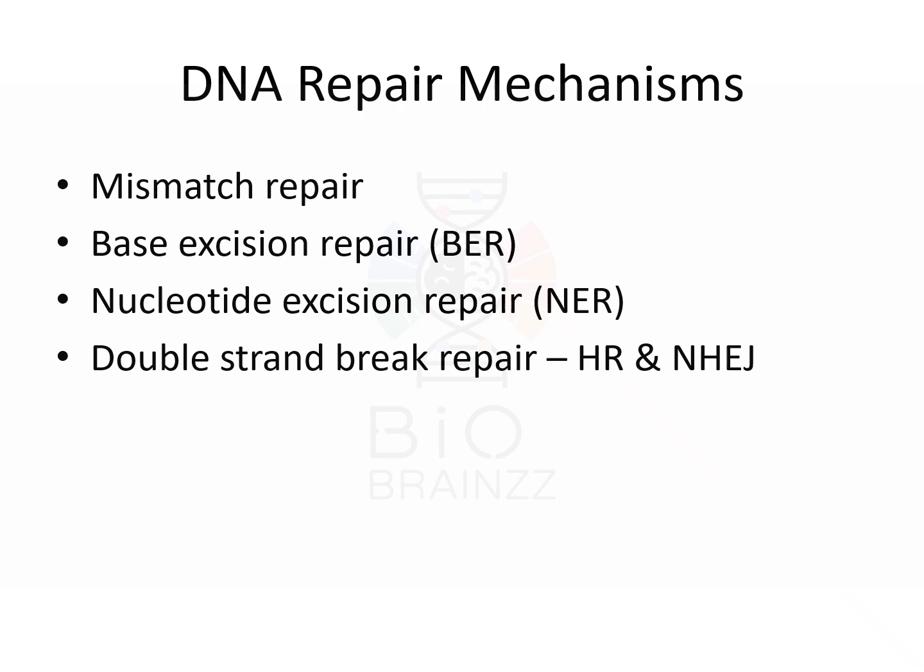DNA repair mechanisms. DNA can be damaged by radiation or replication errors. So, cells use repair mechanisms. Different systems fix different types of damage, such as mismatched bases, small base changes, bulky lesions, or broken DNA strands. These repairs maintain genome stability.